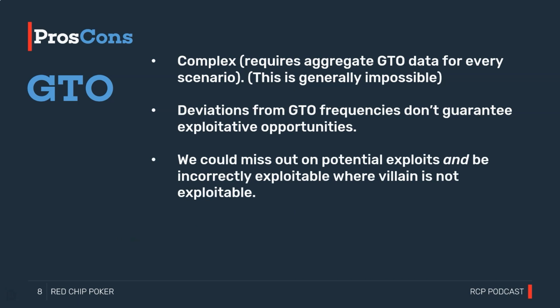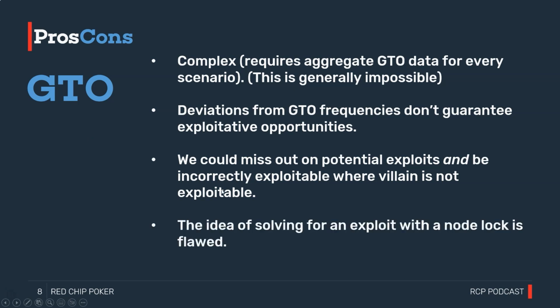So just like the vacuumed EV analysis, we can still miss out on potential exploits here. And on the flip side, we could be incorrectly trying to exploit our opponent in a situation where the analysis hints that they might be exploitable, but they're not actually exploitable. So we're incorrectly trying to exploit our opponent and losing money as a result.